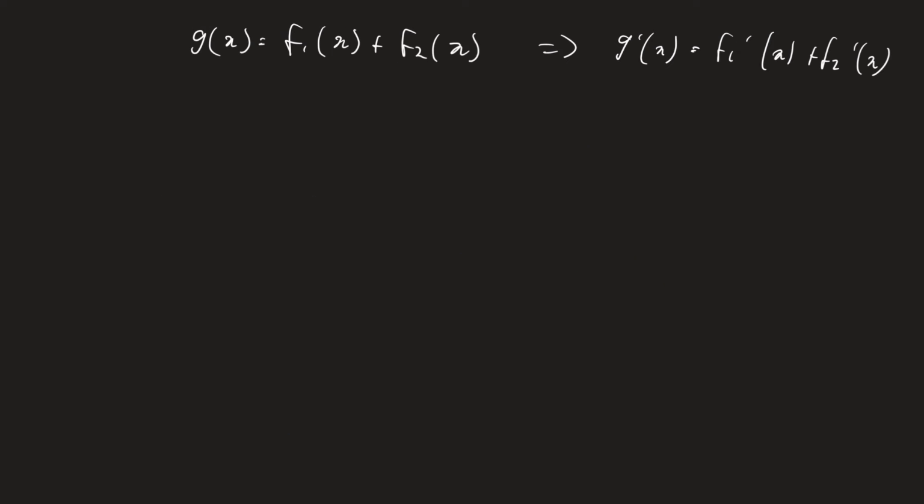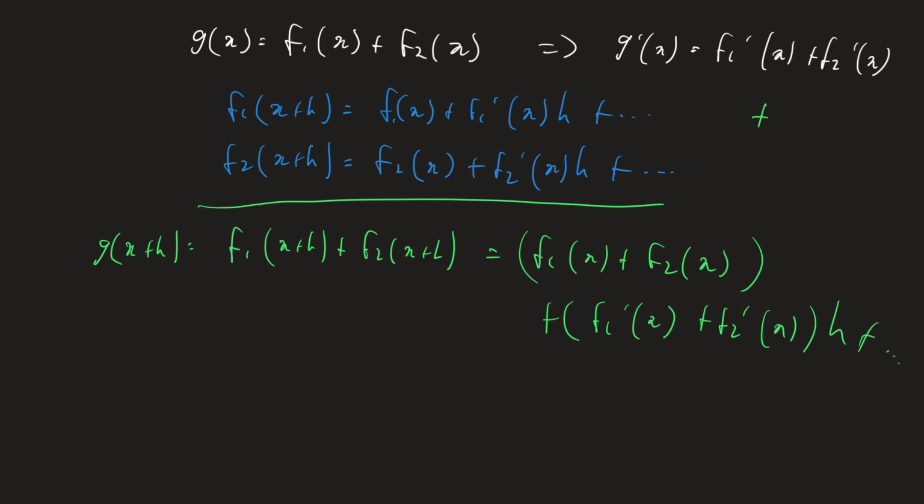Another basic rule is that to differentiate the sum of two functions, we just have to differentiate the functions individually and then add them together to get the derivative. Hopefully this is becoming familiar. f1 of x has got this as a linear approximation, f2 of x has got this as a linear approximation. We simply add the two together, and so we find that the constant term is f1 of x plus f2 of x, and the linear term in h is just f1 prime x plus f2 prime x, showing that the derivative is f1 prime x plus f2 prime x.